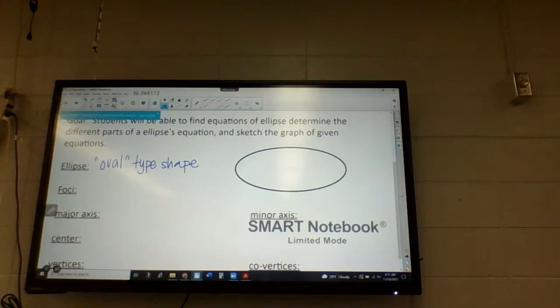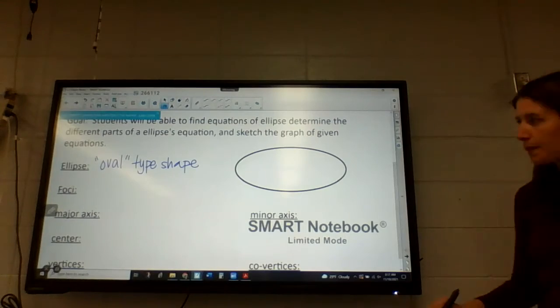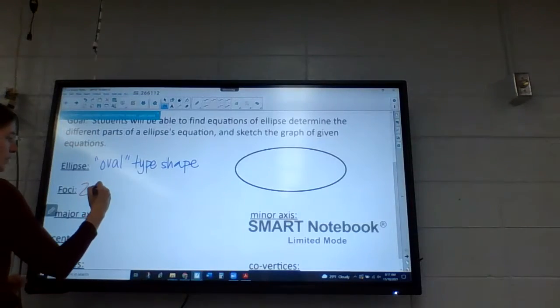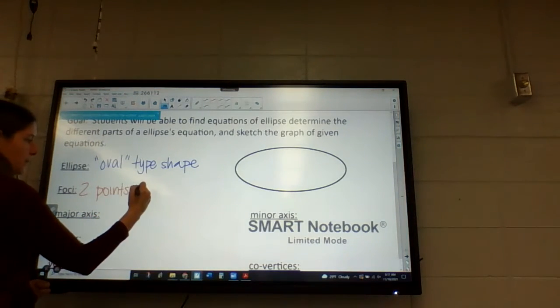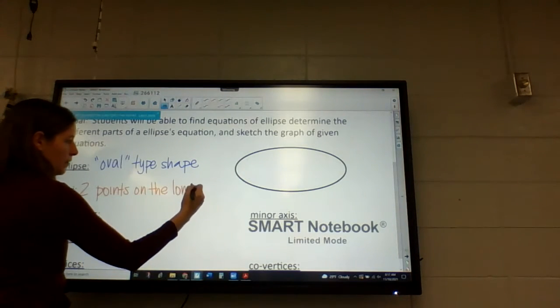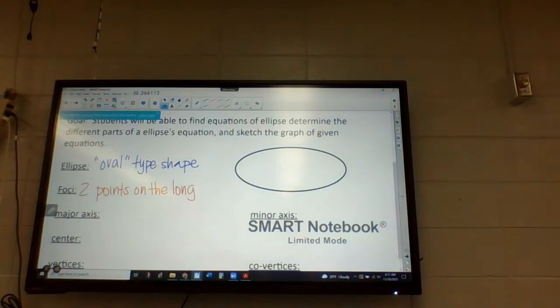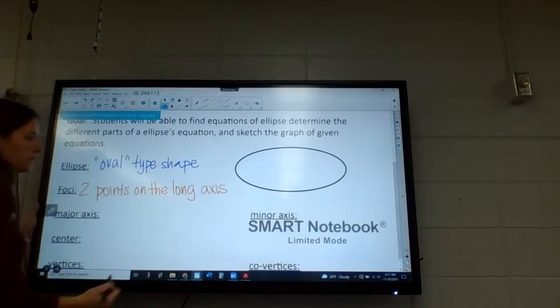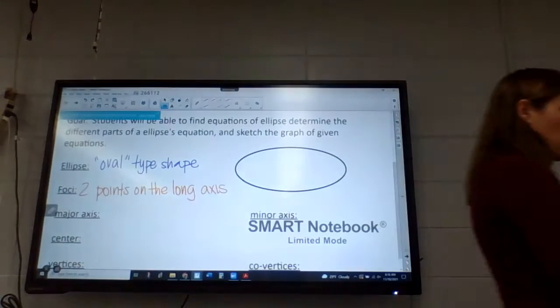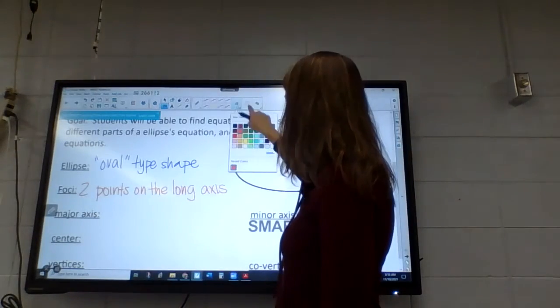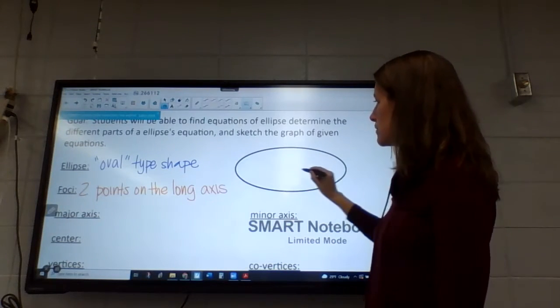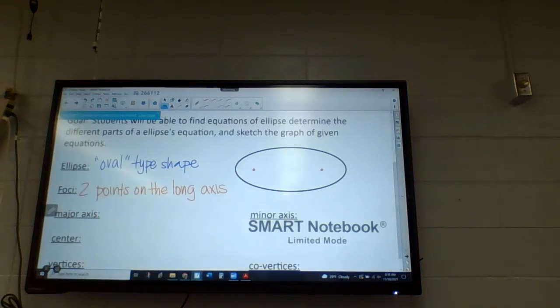I'm going to see what I want to write for our vocabulary here. So the foci are 2 points on our long axis. When I'm talking about our long axis, this ellipse can either be the long way or the tall way. So long versus tall. So these points are going to go in our ellipse. Like, what's that guy called? Baymax. It's your Baymax eyes.